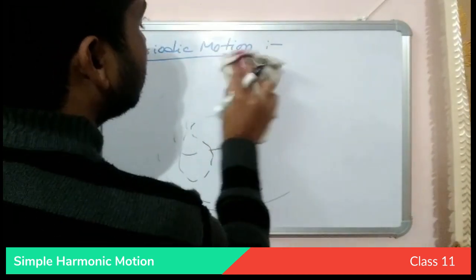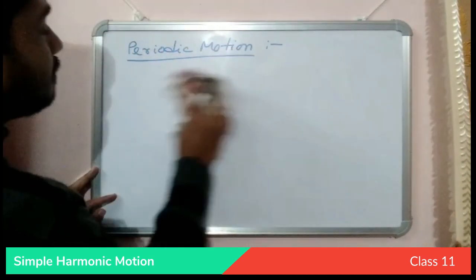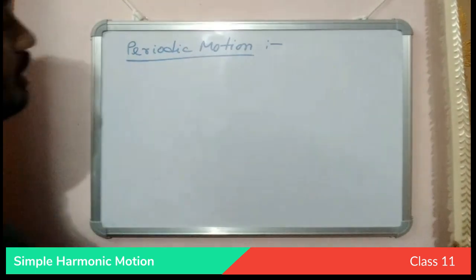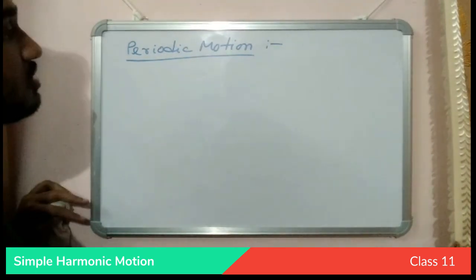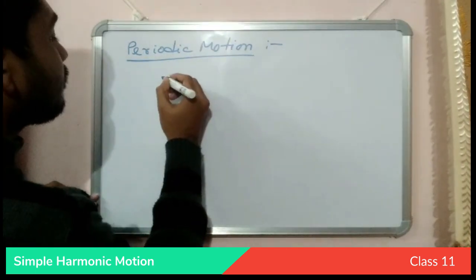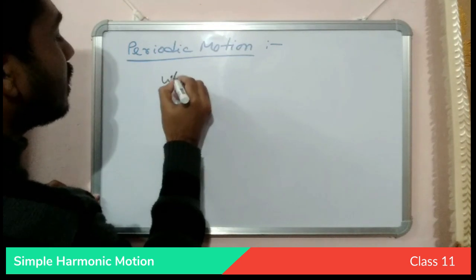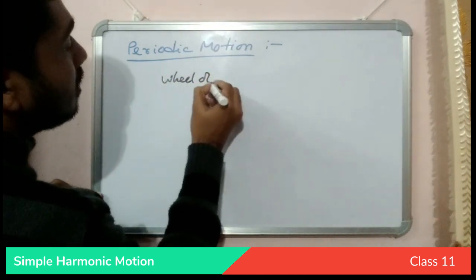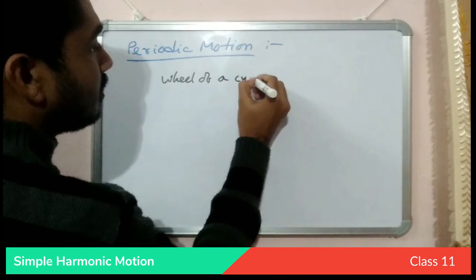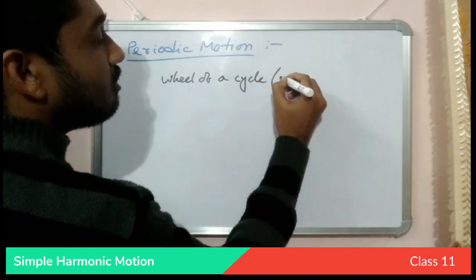And there are many more examples in the universe or in daily life which describe periodic motion. There are also examples like the wheel of a car, the wheel of a cycle, which must be at uniform velocity.